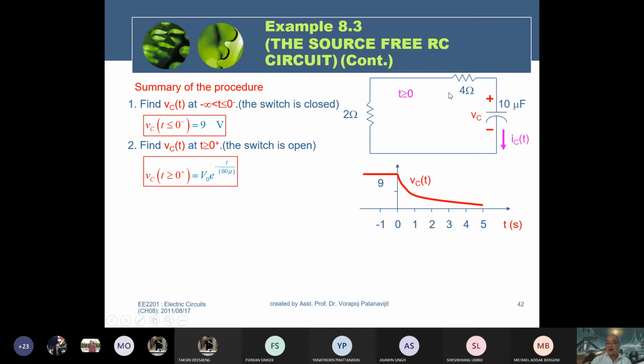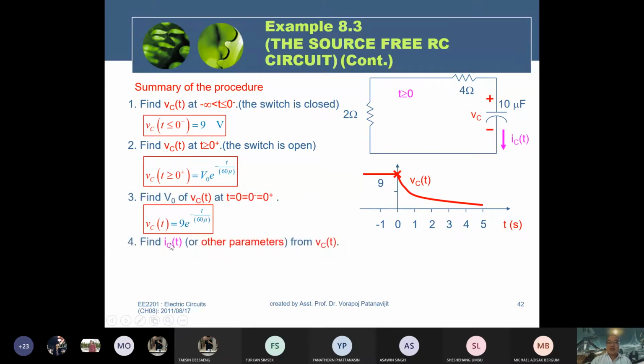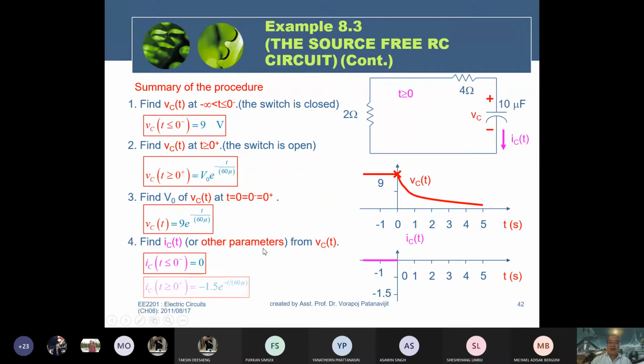It must get out. For time greater than 0, the capacitor tries to pretend itself as a voltage source. Therefore, it must deliver or release the energy that it used to store. Therefore, it will become negative I. Now, for time greater than 0 is here. IC for time less than 0 is equal to 0, and for time greater than 0, it will become negative for this reason.